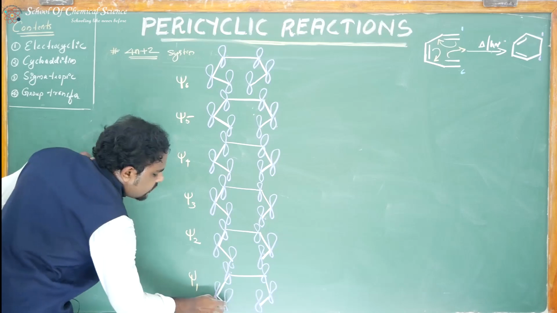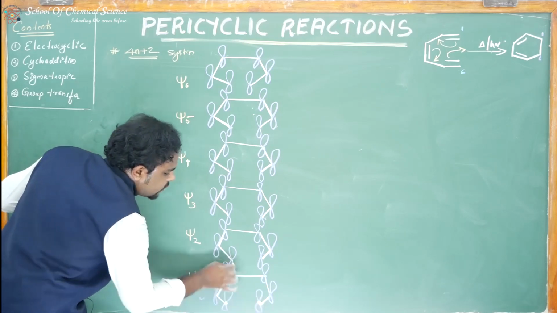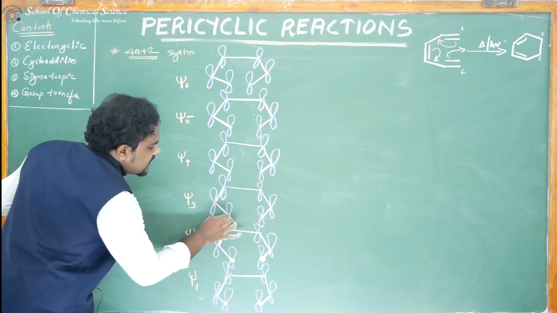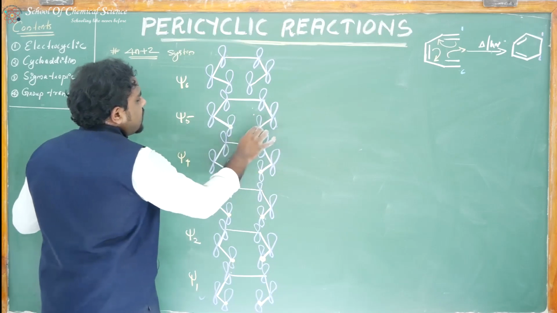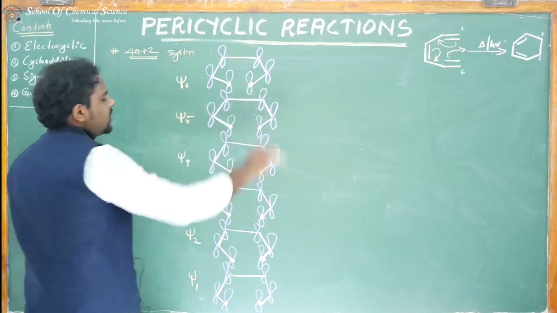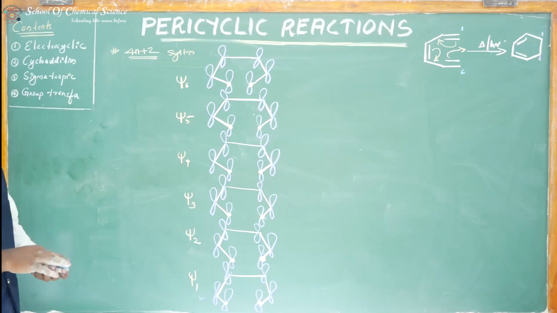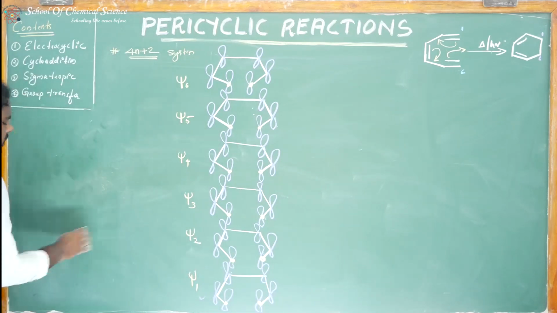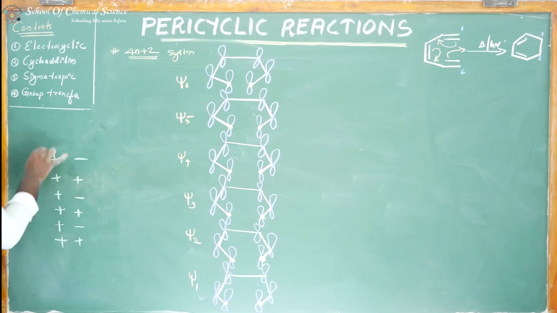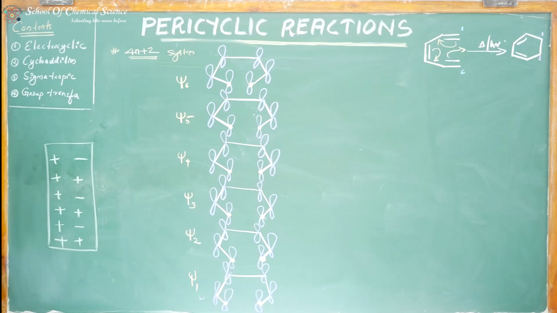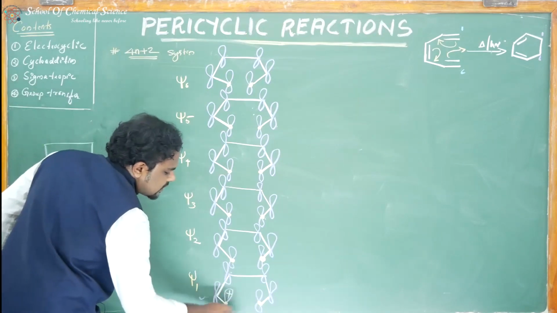We have to think about the first and sixth carbon, because a new bond is formed between the first and sixth carbon. So you have to think about the sign of the first and sixth carbon. The sign is like this: psi 1 plus plus, psi 2 plus minus, psi 3 plus plus, psi 4 plus minus, psi 5 plus plus, psi 6 plus minus.